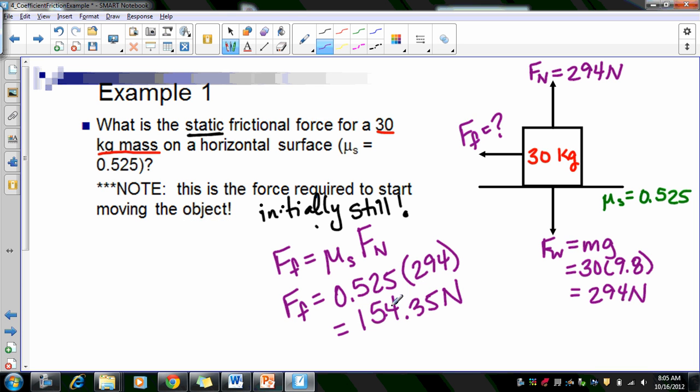Now, once you hit this exact number or greater, the object will start moving. So whatever the static frictional force is, that's the minimum force required to start it moving. Once you get to this number, then it'll start moving. You can keep it moving a whole lot easier. So now let's look at that.